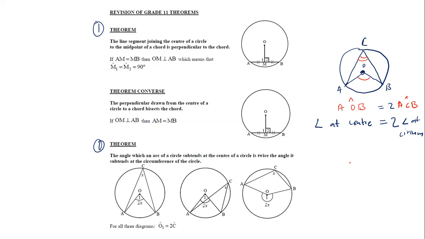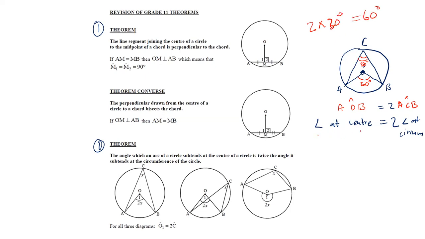So that means practically, if this angle over here is, let's say, 60 degrees, which is the angle at center, what will be the angle at the circumference? It's going to be 30 degrees, because angle at center is 2 times angle at circumference. When you take the angle at circumference, which is 30 degrees, and multiply it by 2, you're going to get 60 degrees.